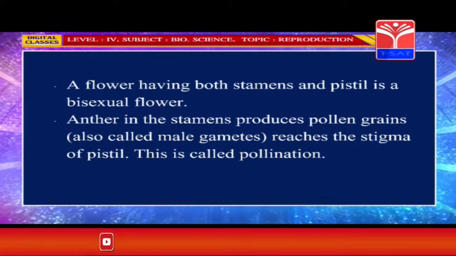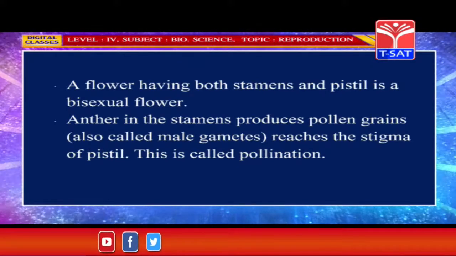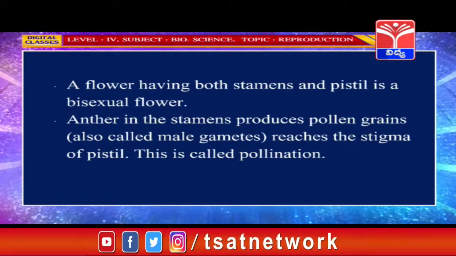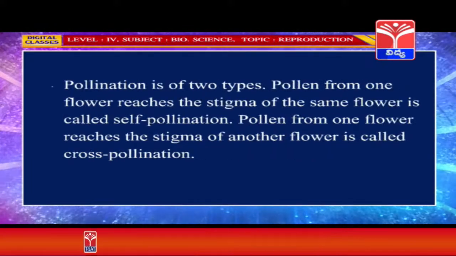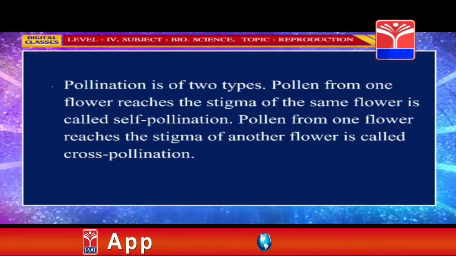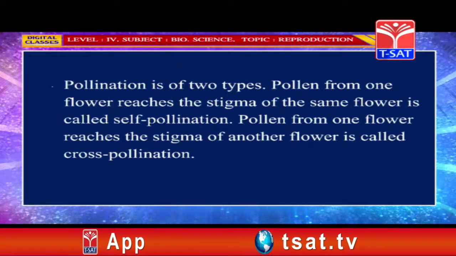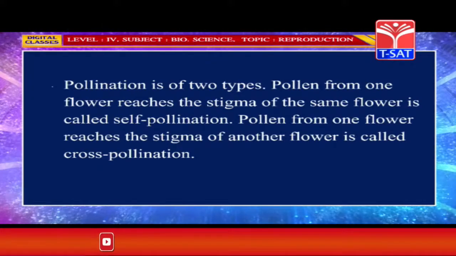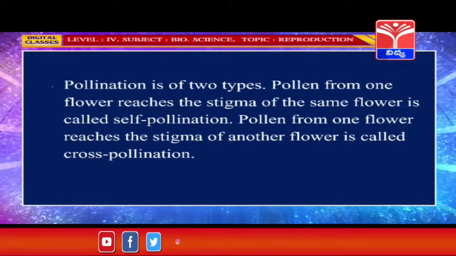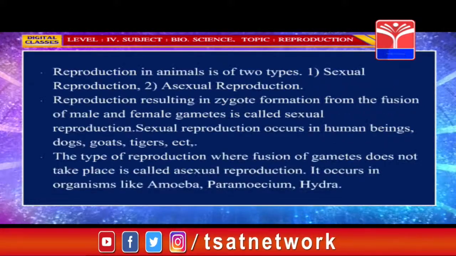Anther in the stamens produces pollen grains, also called male gametes, which reach the stigma of the pistil. This is called pollination. Pollination is of two types. Pollen from one flower reaching the stigma of the same flower is called self-pollination. Pollen from one flower reaching the stigma of another flower is called cross-pollination.